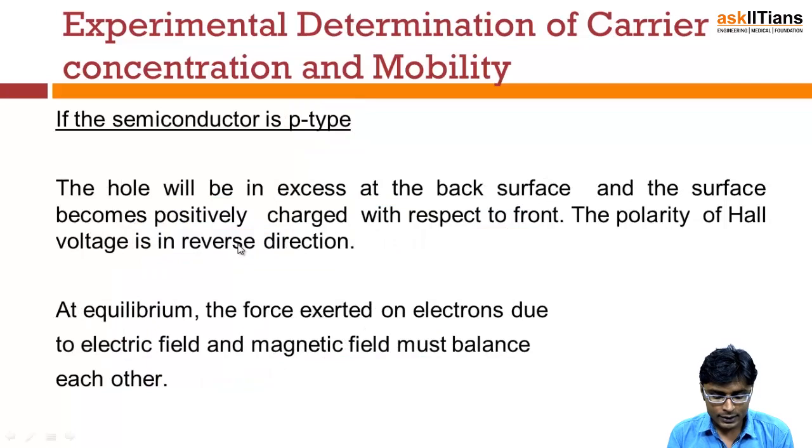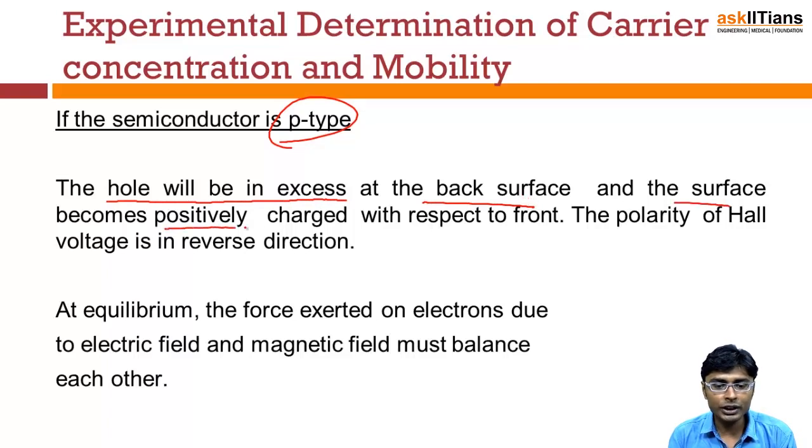Now let us consider the semiconductor is a p-type. If a semiconductor is a p-type, that means the majority of charge carriers are holes, right? So holes will be in excess at the back surface due to the force applied from the front to the back side, and the surface becomes positively charged with respect to the front, and thus the polarity of the Hall voltage will be in the reverse direction.